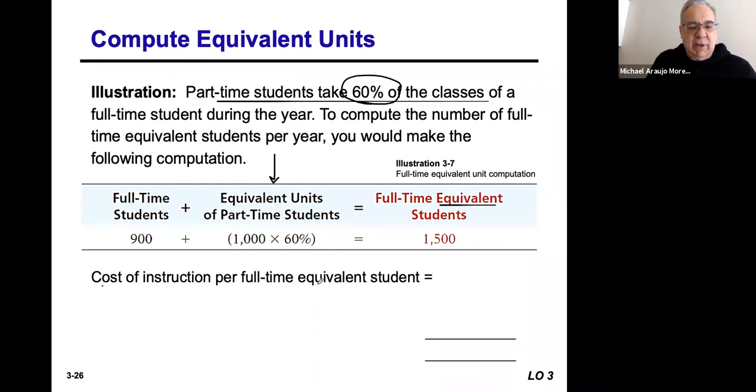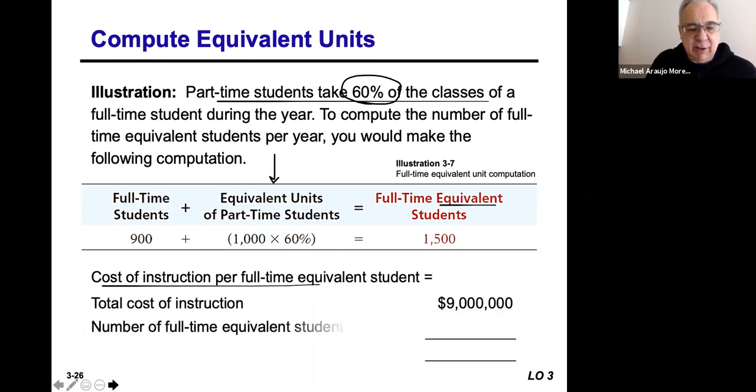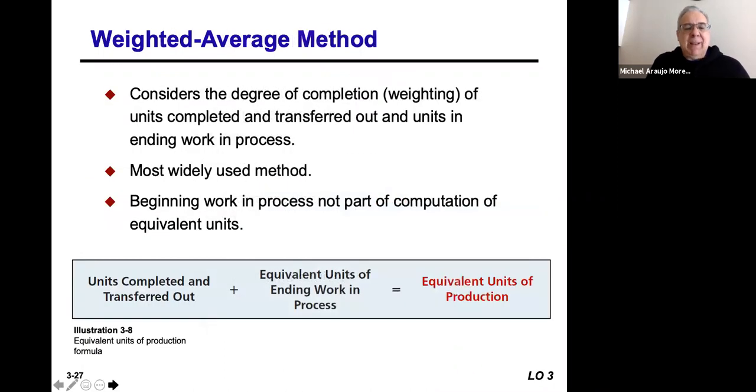So what is the cost of instruction per full-time equivalent? Well, they spent $9 million on instruction. We just figured out they have 1,500 full-time equivalent students. And so they're spending roughly $600 on instruction per full-time student. Now, that's an important example because we're going to be doing that for products in this process, okay?